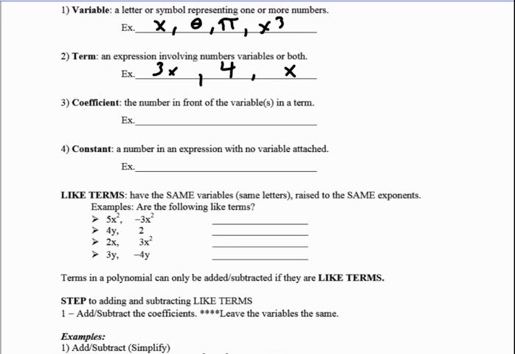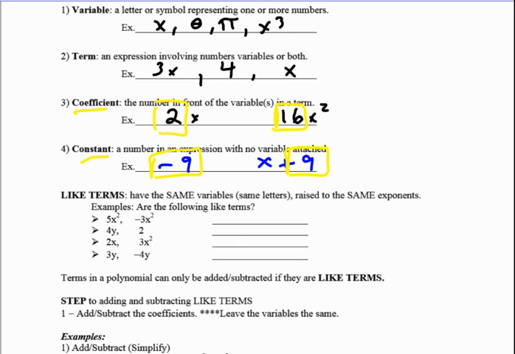A coefficient is the number in front of a variable. For example, like this, your coefficient would be the number in front, not the letter. What is a constant? Well, a constant is a number that's not tied to a variable. That's part of the expression. For example, this is a constant because it has no variable. And this part of the expression is a constant.